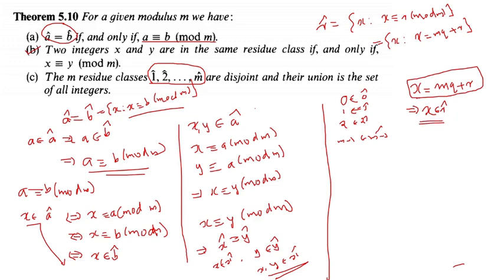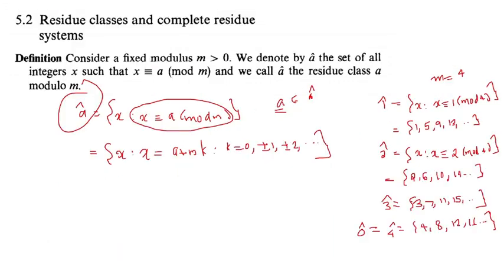That means X belongs to R cap, where the range of R is 0 less than or equal to R strictly less than M. That means if we take any element, then that element must belong to R cap, which is nothing but either 0 cap, 1 cap, etc., M minus 1 cap. So if we take any element, that element must belong to one of these residue classes. Therefore, their union must be equal to Z.